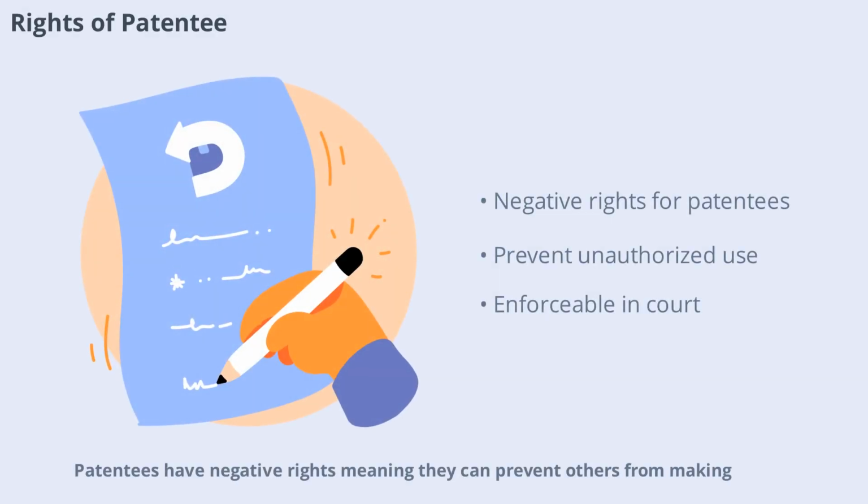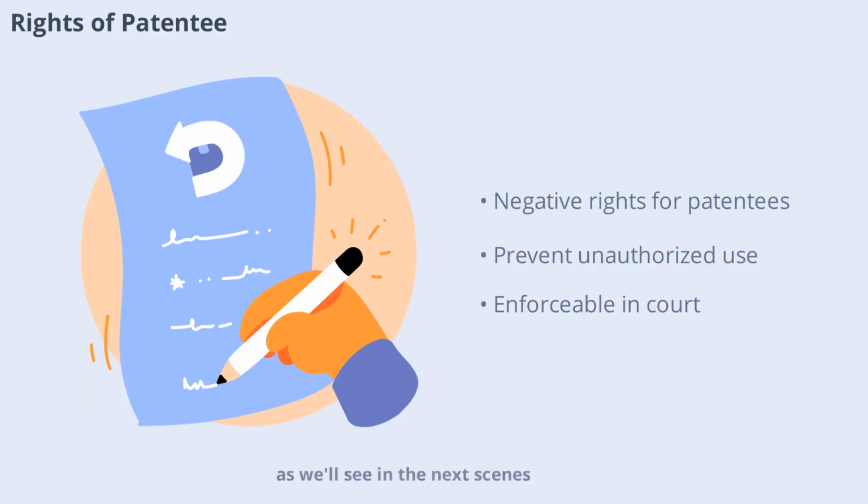Patentees have negative rights, meaning they can prevent others from making, using, selling, or importing their patented product or process without consent. These rights are enforceable in court and provide strong protection for inventors. However, certain exceptions apply, balancing the interests of the patent holder and the public, as we'll see in the next scenes.